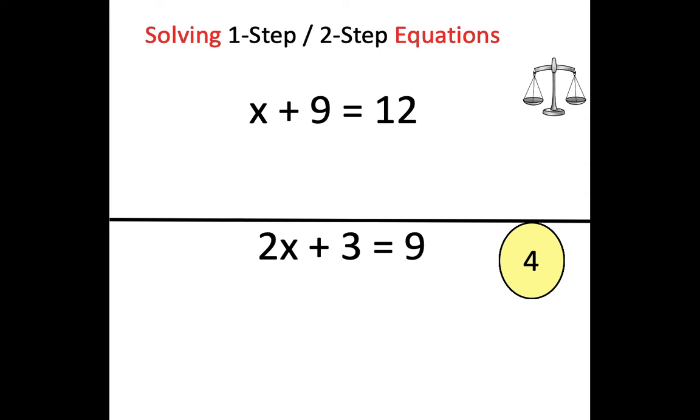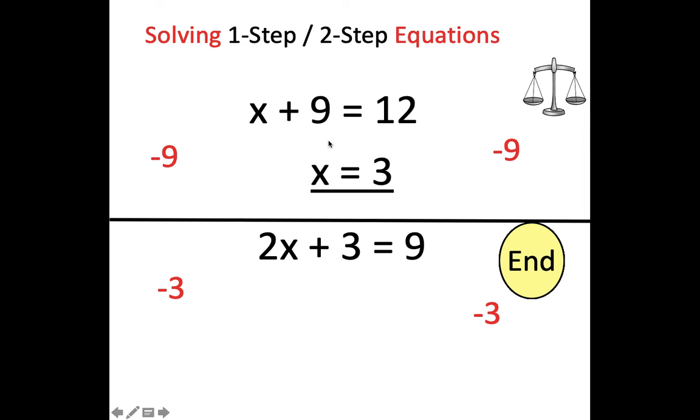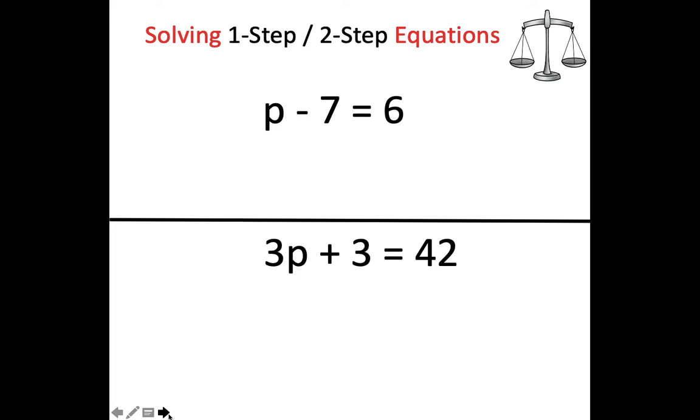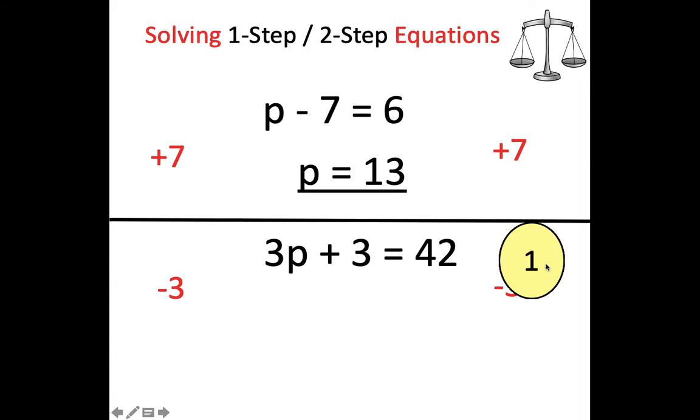Five, 4, 3, 2, 1. So clearly the first step is to minus 9 at the top one, giving x equals 3. This one, you have to do 2 steps. First of all, you have to minus 3. And then the last step, you divide by 2. You can see that both of these answers match. 30 seconds. It's already finished.